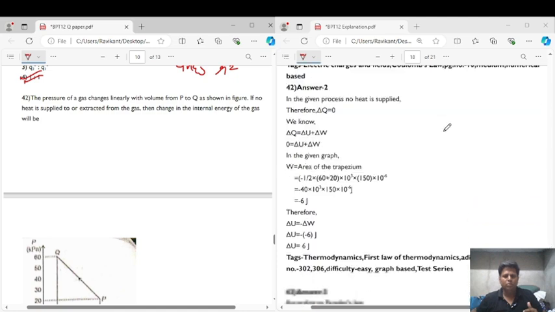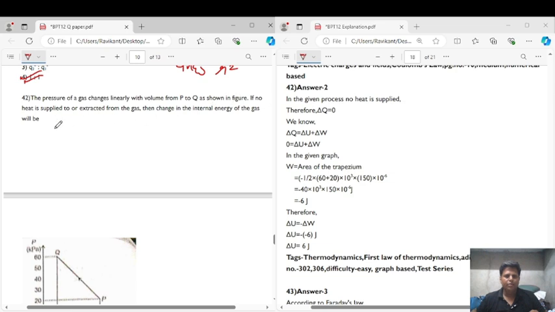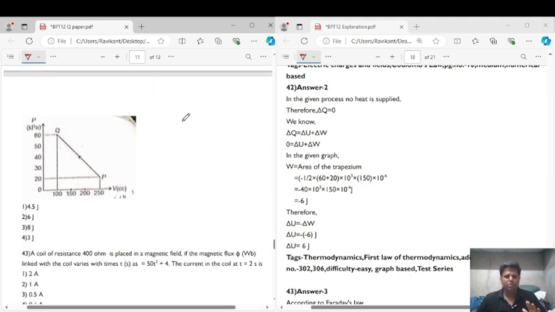Now let's get into question number 42. It says that the pressure of a gas changes linearly with volume from P to Q as shown in the figure. If no heat is supplied to or extracted from the gas, that is there is no heat exchange, the change in the internal energy of the gas is. Alright, so this is the graph being given to us. So in this process there is no heat supply, so delta Q is equals to 0. We have the equation delta Q is equals to delta U plus W. So putting delta Q equals to 0, we get 0 is equals to delta U plus delta W.